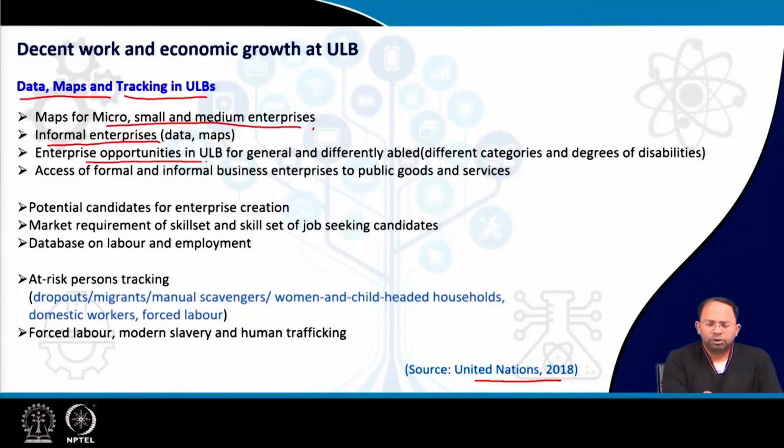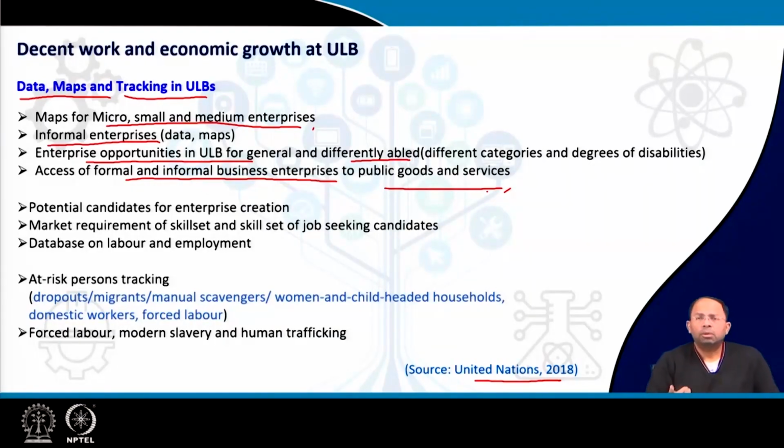Then enterprise opportunities in the ULB for general and differently abled, for both general people and for differently abled people, what are the opportunities that are present? So we have to keep track of that. If those are not there, we have to provide them. Then access of formal and informal business enterprise to public goods and services. Government provides several schemes for the benefit of businesses and all. So we have to make sure that those informations reach the formal and informal businesses so they can take those particular benefits and they can grow their business.